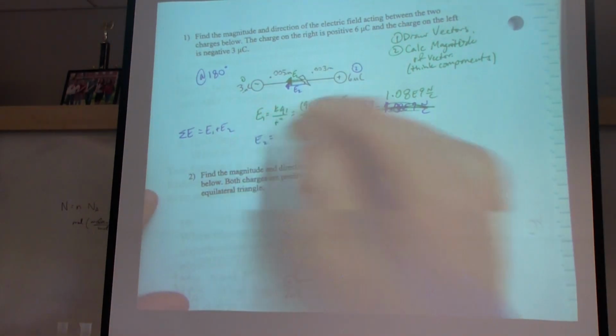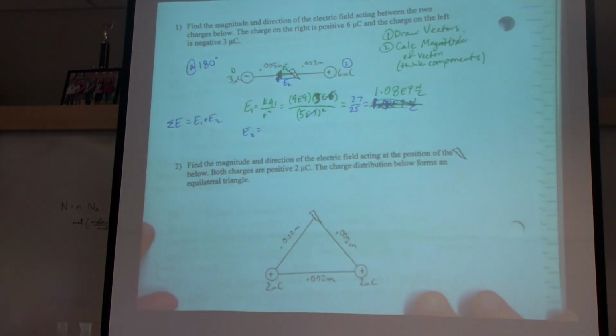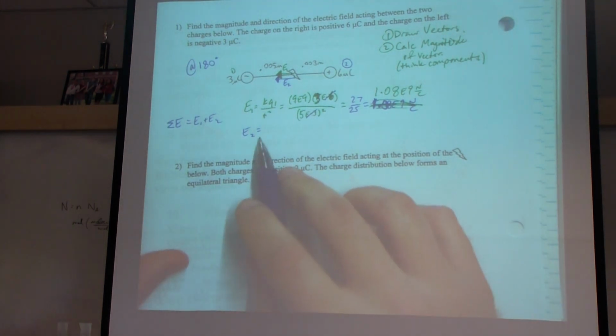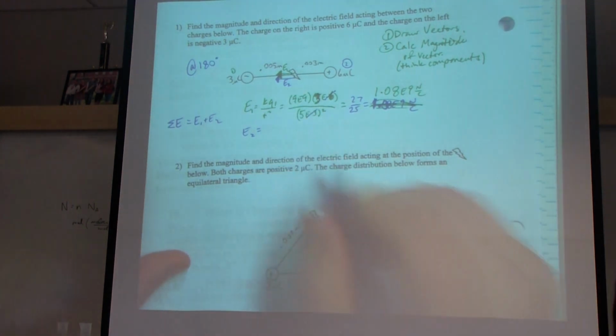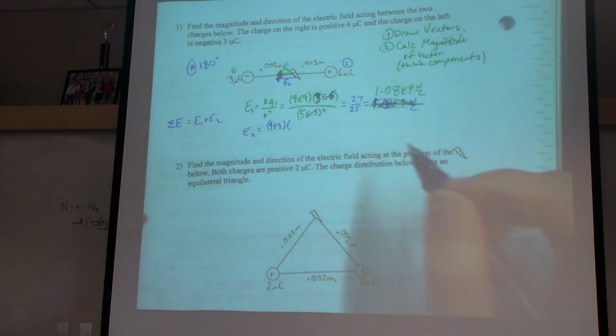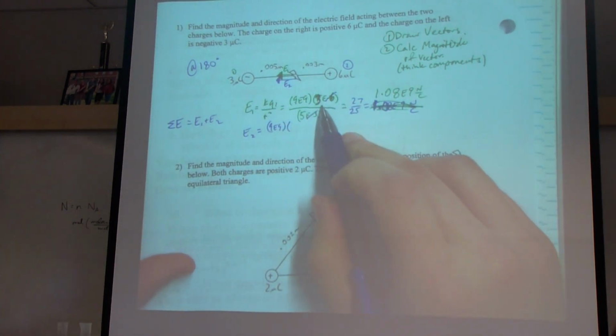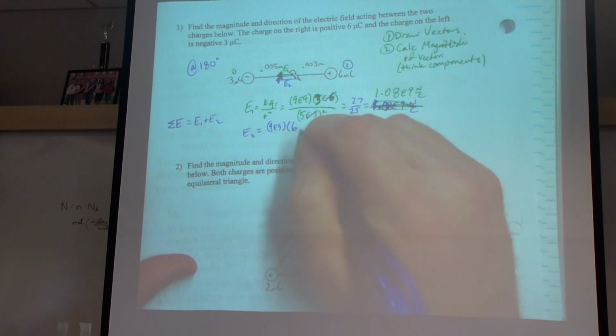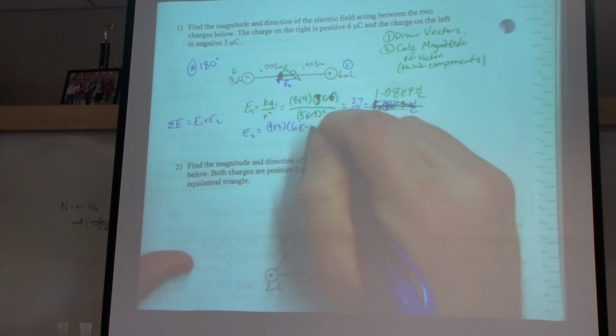E2 is 99. We're going to party like it's 99. And then this charge is 6. Oh, notice something, please.